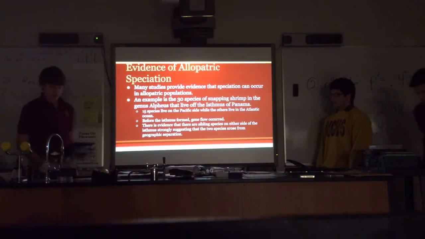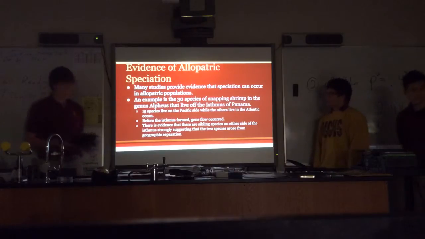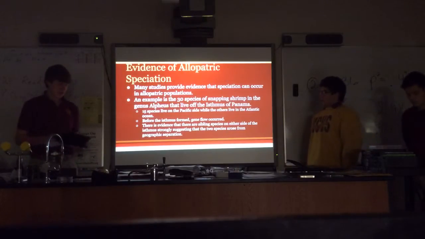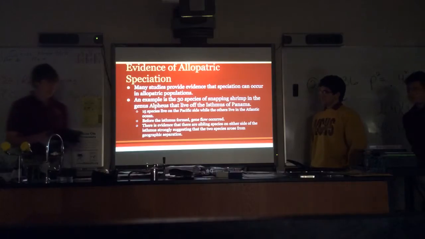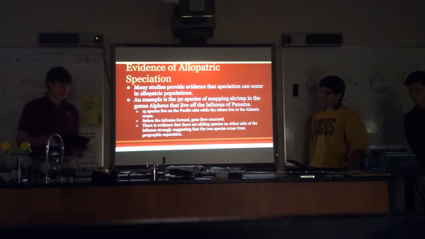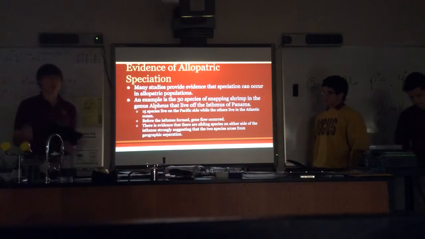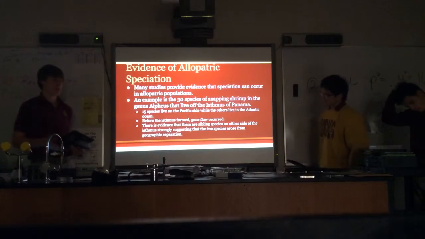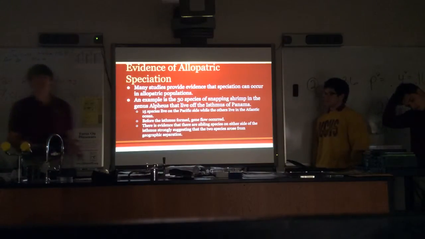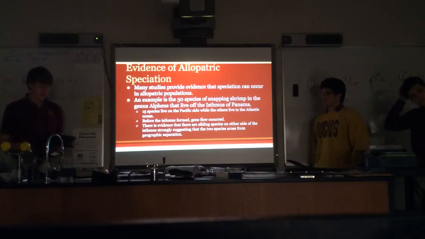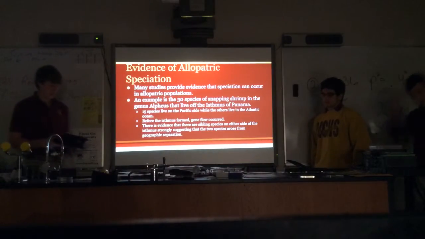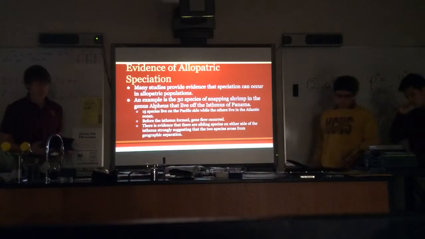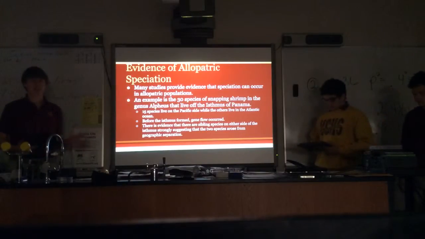So there's a lot of evidence of allopatric speciation. An example is the 30 species of snapping shrimp in the genus Alpheus that live off the Isthmus of Panama. 15 species live on the Pacific side and 15 on the Atlantic side. Before the isthmus formed, it was concluded that gene flow must have occurred. And there's evidence that there are sibling species on either side of the isthmus, as these species likely originated 9 to 3 million years ago, and the isthmus formed about 10 to 3 million years ago.